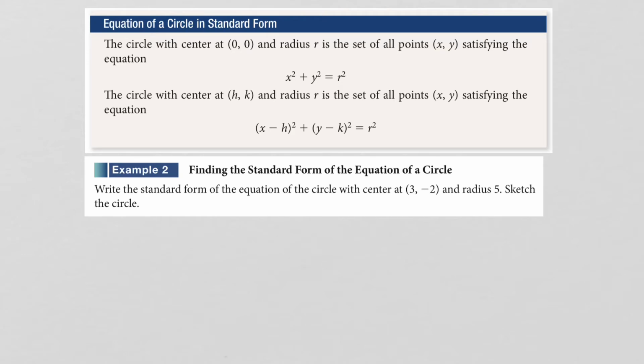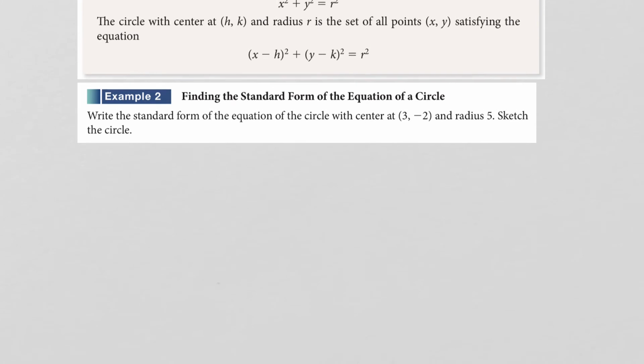So here we have the results from the previous page summarized. The equation for a circle centered at the origin with radius r is x squared plus y squared equals r squared. And the equation of a circle with center at (h, k) and radius r is (x minus h) squared plus (y minus k) squared equals r squared. Keep in mind that x and y in that equation are all the points on the circle. This is called the standard form of an equation of a circle.